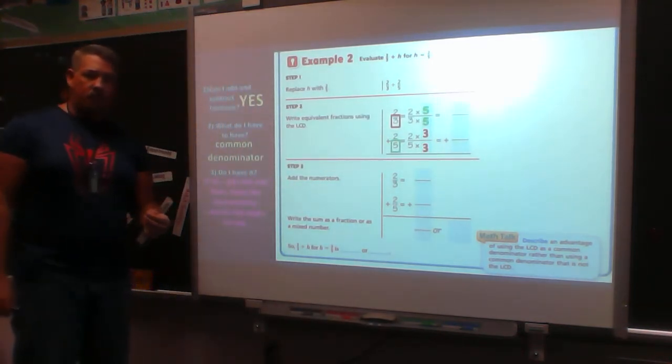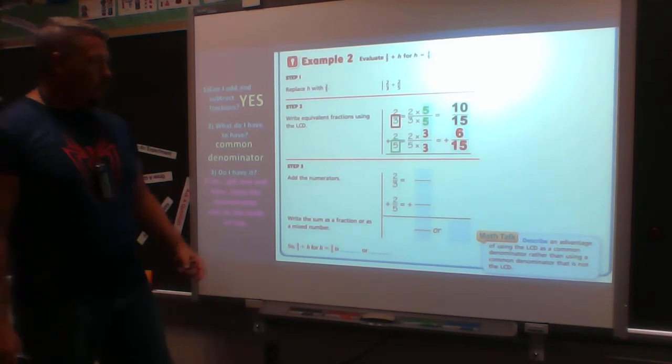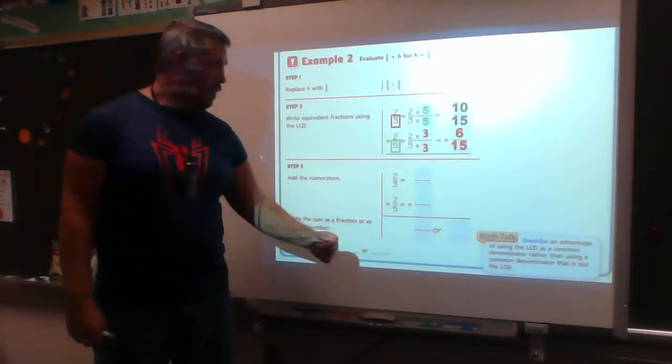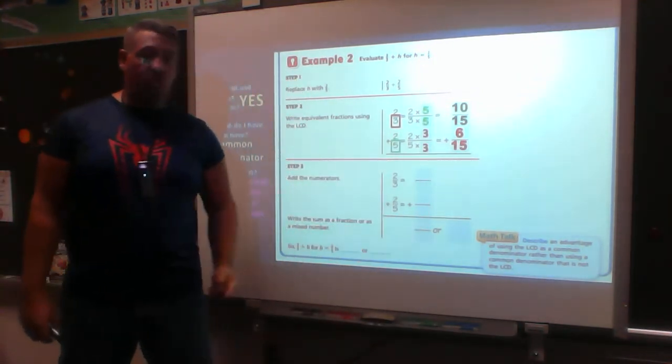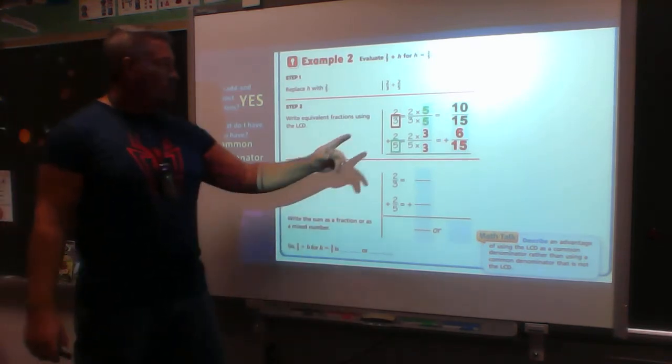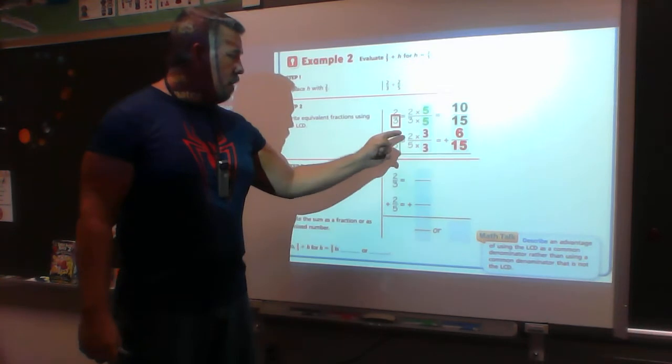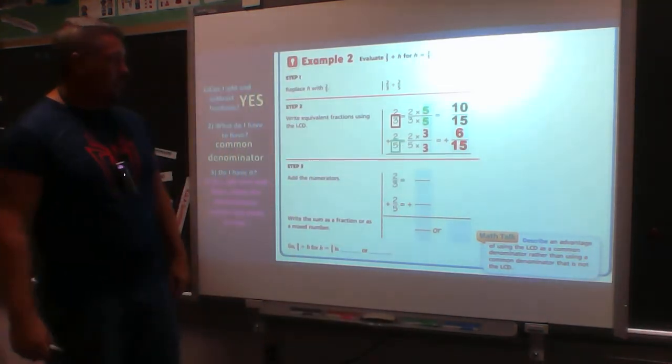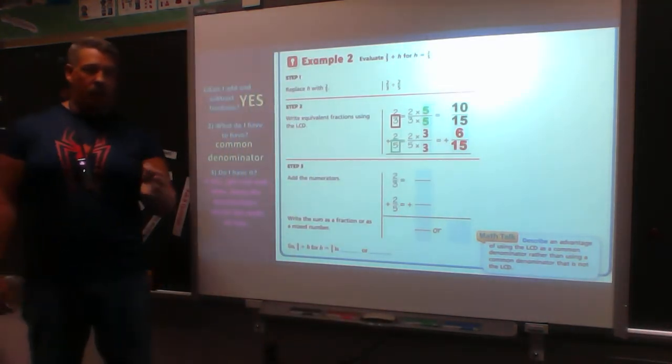Notice what happens to my denominators. When I multiply, I have 3 times 5, which is 15. 5 times 3, which is 15. Common denominator. My numerators, 2 times 5 is 10. 2 times 3 is 6. Then, what do I do with the common denominator?